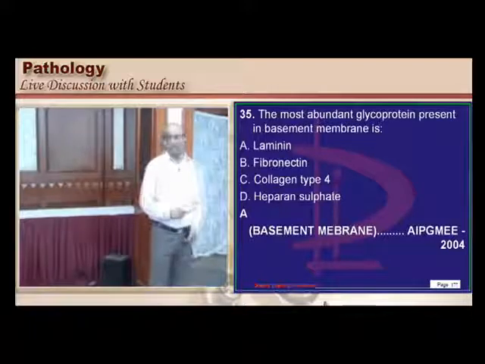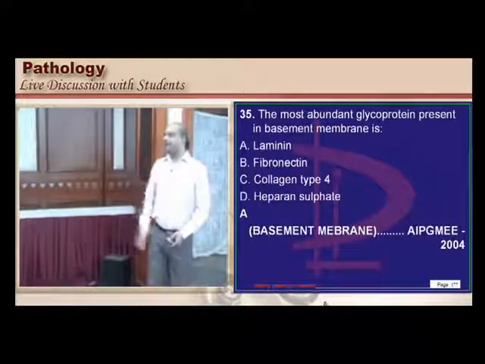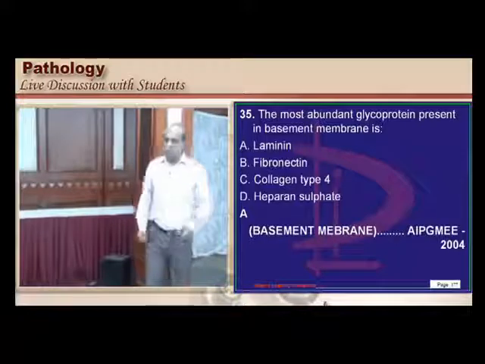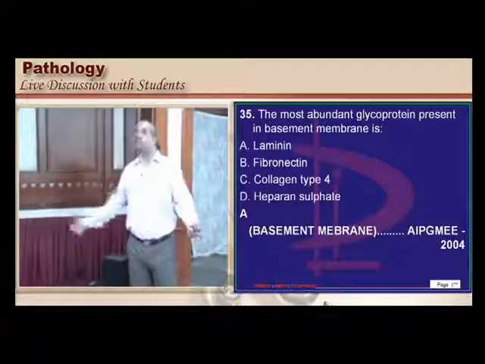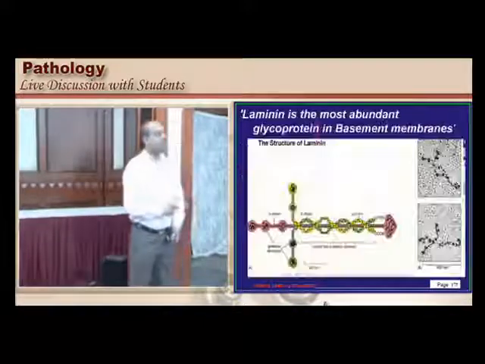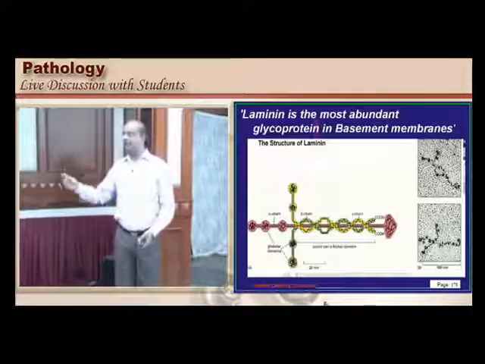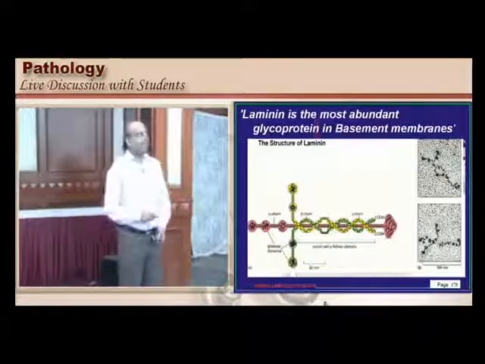Now in the basement membrane, who is the predominant glycoprotein that we have, and it is the destruction of that responsible for the basement membrane degradation in case of inflammation. It is the laminin, which is the most abundant glycoprotein which you find in the basement membrane, is what needs to be remembered.